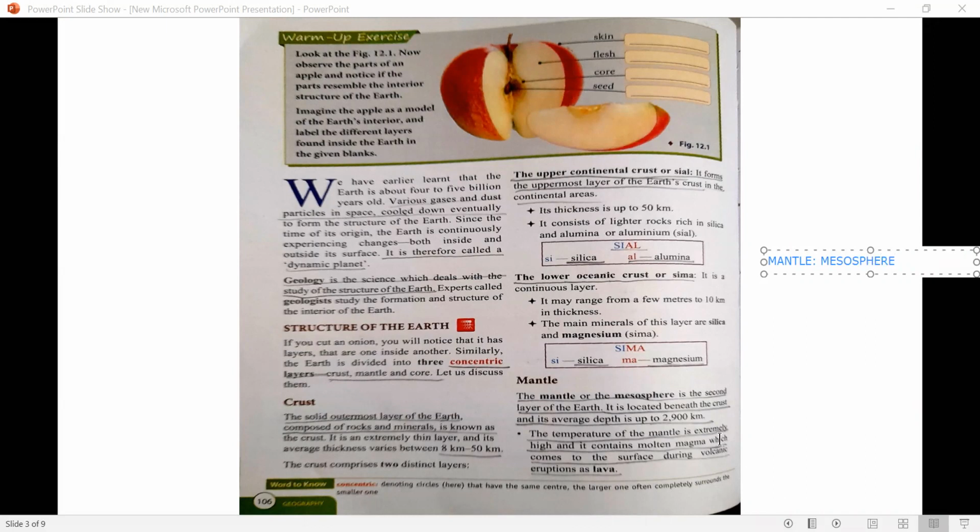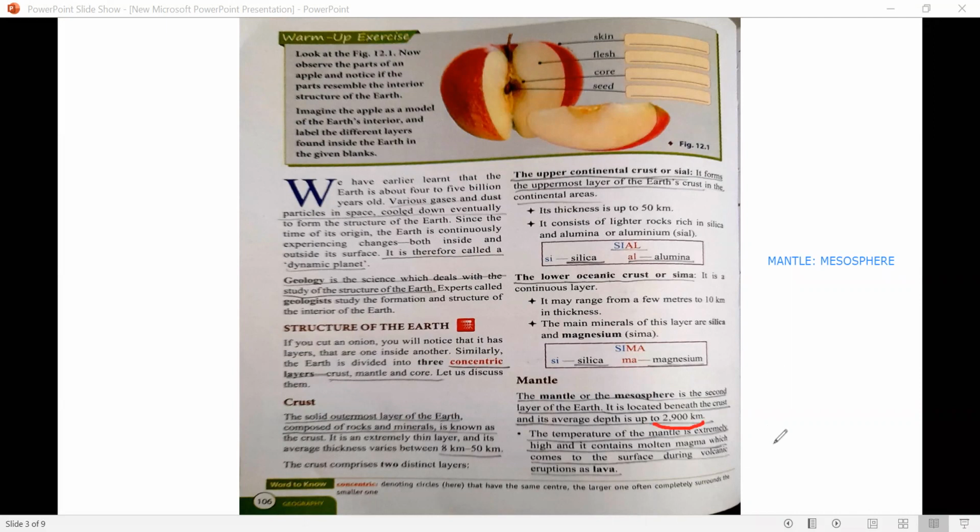It is located beneath the crust and its average depth is up to 2,900 kilometers. This is very huge, children. We can take an example: it is like the distance from Jammu Kashmir to Kerala. So how huge this is. That is why it is so huge, because it protects our crust actually.